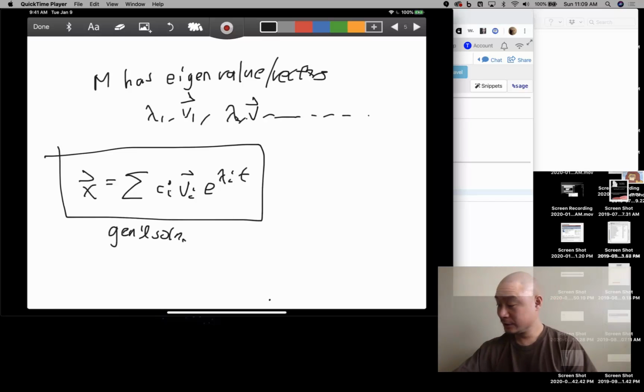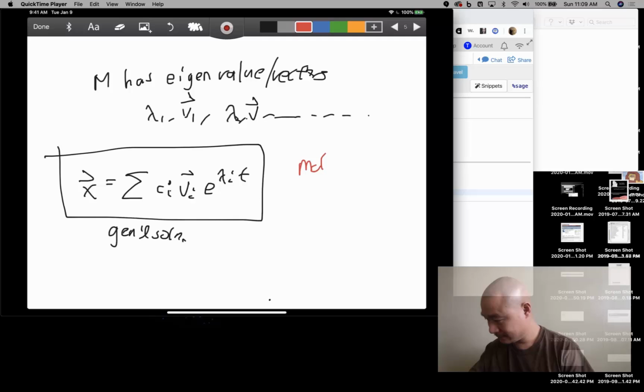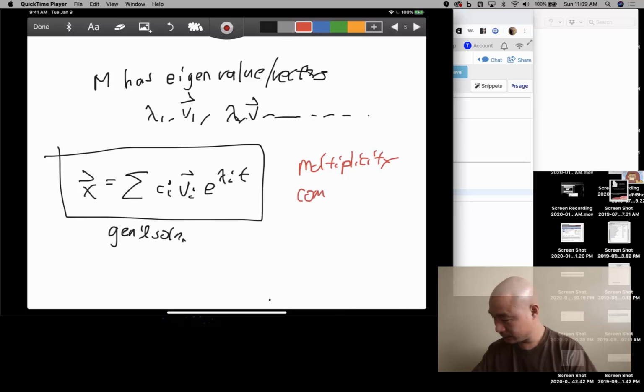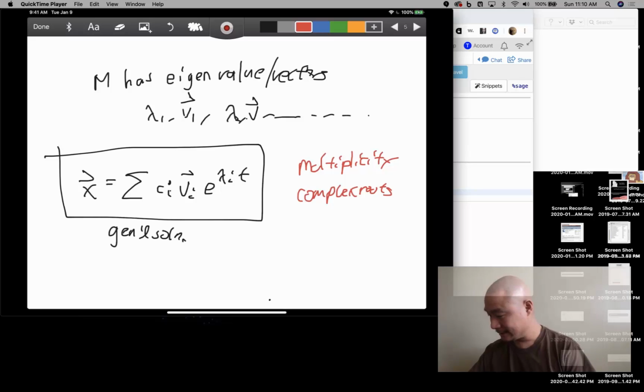Now, some things we ignore by saying that out loud. It's the same things we kind of ignored in the first case, in the second order differential equation. So some things we're ignoring are multiplicity. Another thing we're ignoring is complex roots. And the third thing we're ignoring is non-homogeneous.